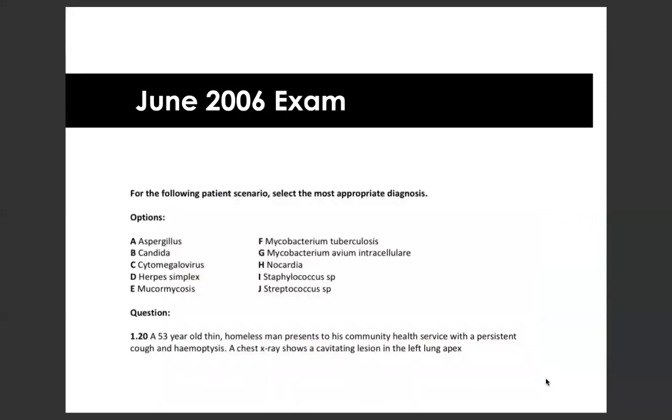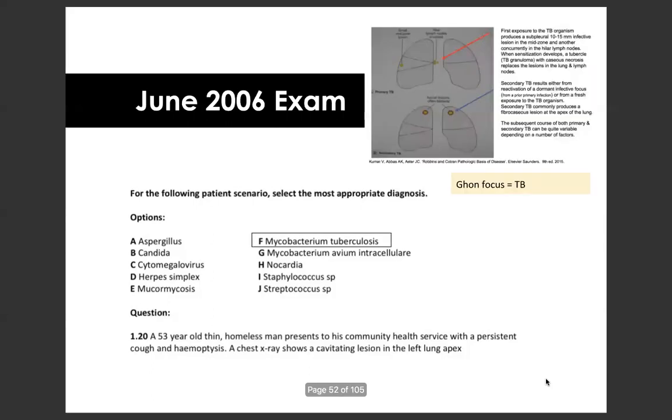So the next question: we have a 53-year-old thin homeless man who presents to the community health service with a persistent cough and hemoptysis. A chest x-ray shows a cavitating lesion in the left lung apex. So what's this? Yeah, it's TB, tuberculosis. The classic presentation would be the lesion in the left lung apex, which is most likely a Ghon focus. That's like pathognomonic for TB.